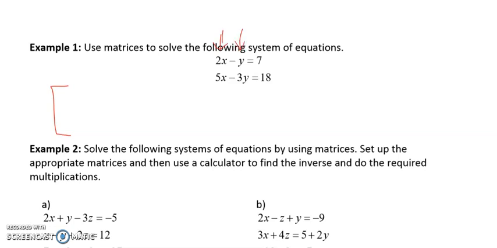Make sure, by the way, first that your system is set up correctly. Make sure your x's and your y's are lined up perfectly over each other. Make sure the constants are also lined up. Even the equal signs must be lined up over each other.